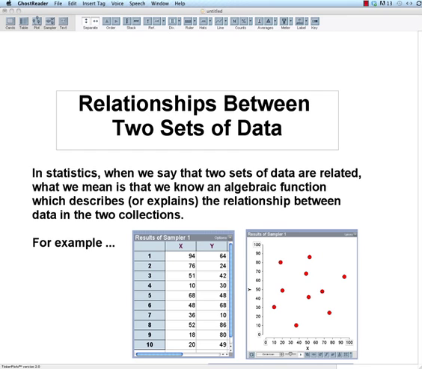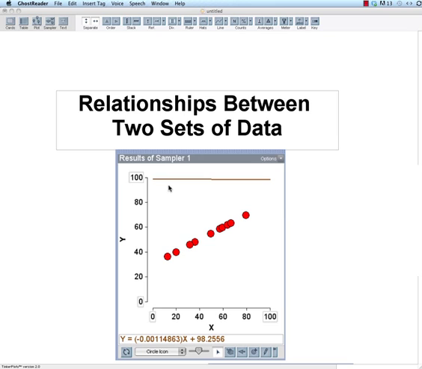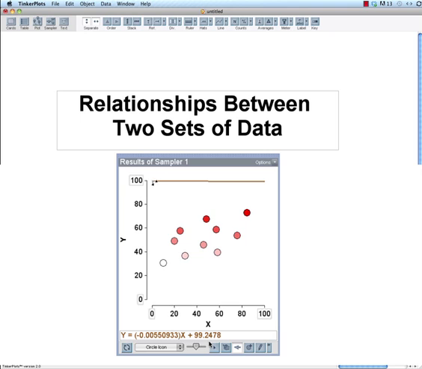For example, this table and graph show two collections of data where there doesn't appear to be any function that fits the pattern of data points in the graph. Or, here is a graph of data points where a straight line describes the relationship between the two collections. Or, there are other data sets where a straight line almost but not quite fits the pattern of data points.